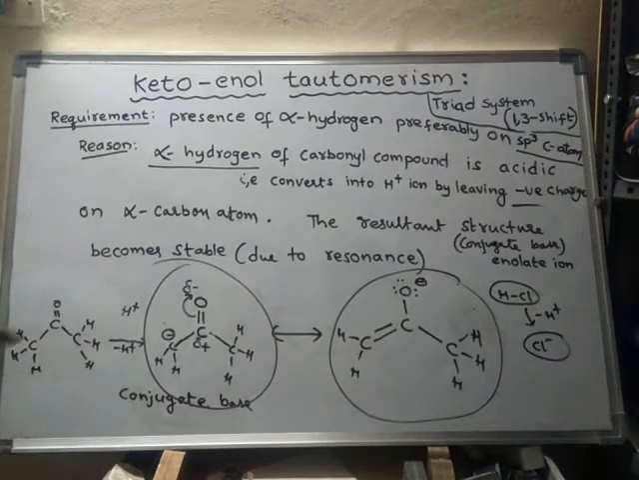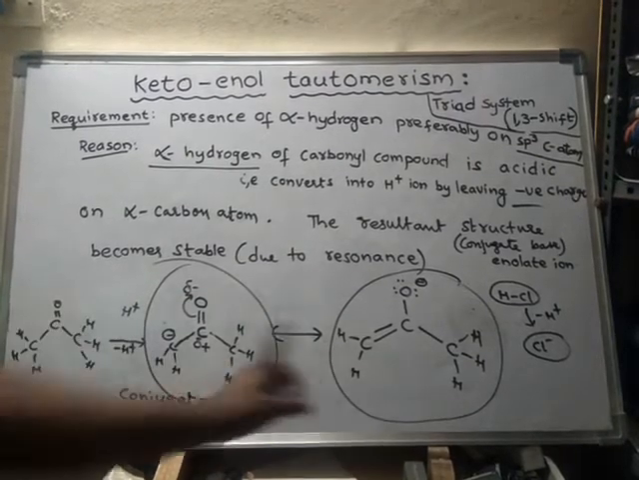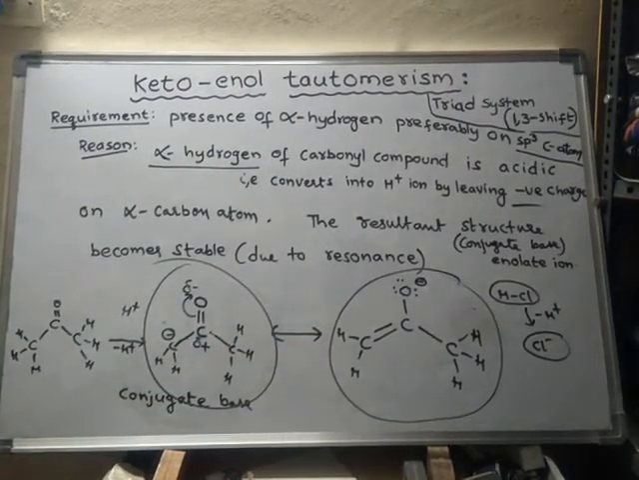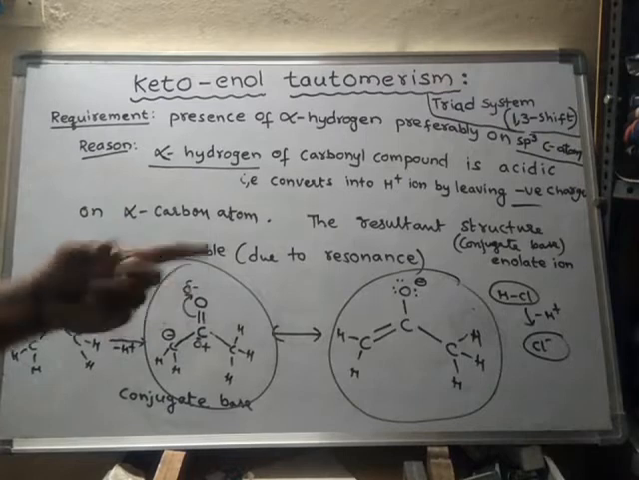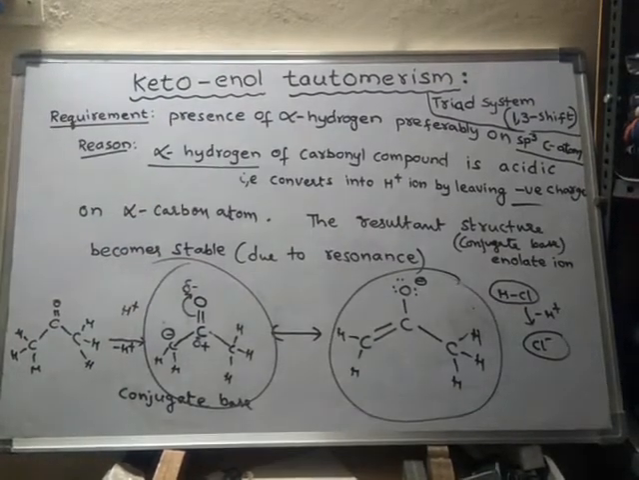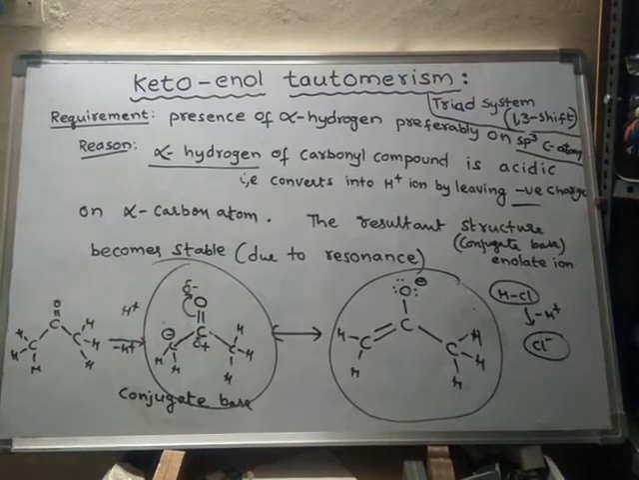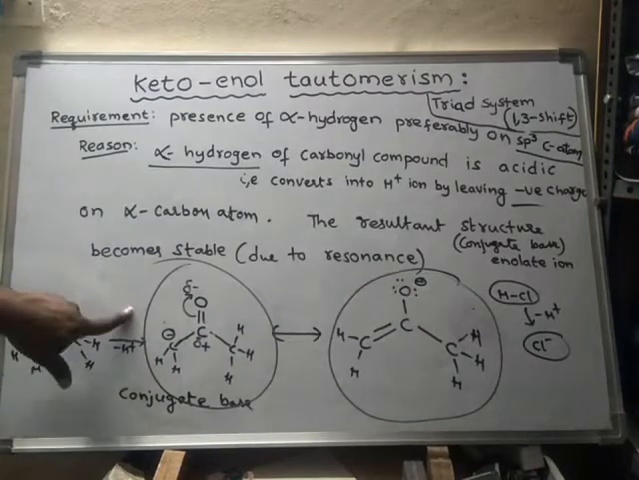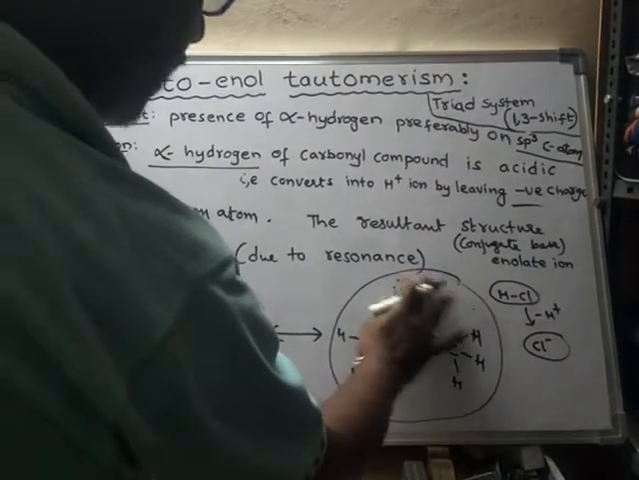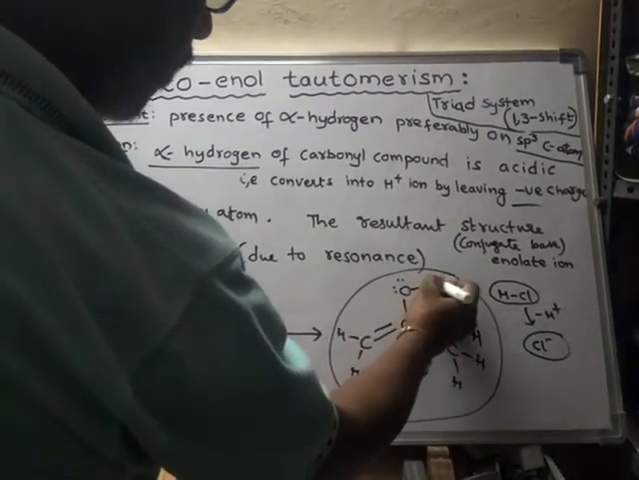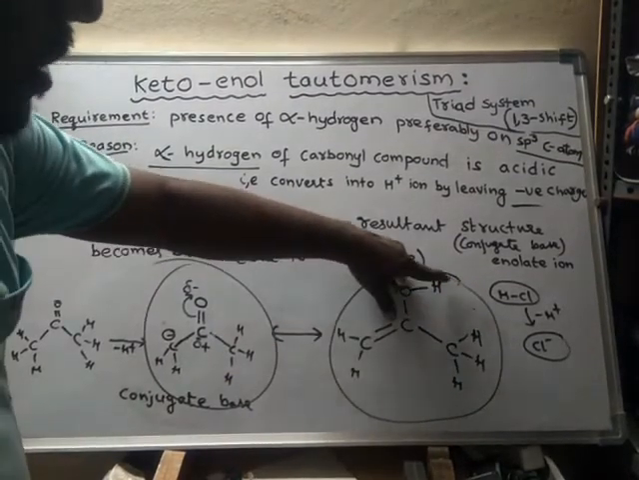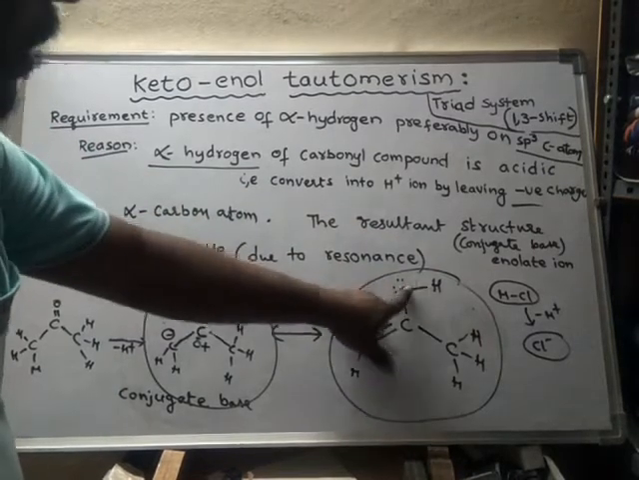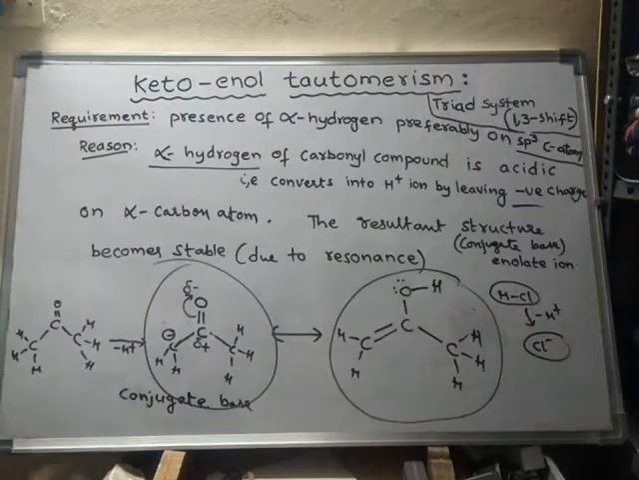So what happens after removal of H plus? It forms an enolate ion, which is more stable. That is why the presence of hydrogen ion is necessary. The hydrogen ion which is lost will attack this oxygen. Here O minus is there and H plus is there, so H plus and O minus will form a bond.